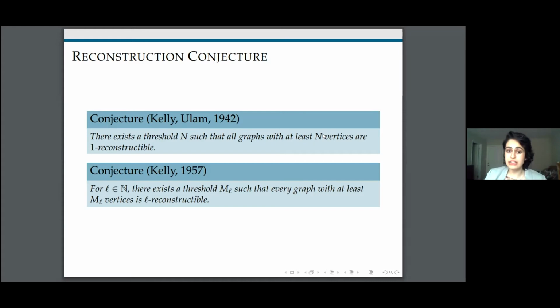Even though it's been a very long time since that conjecture, it hasn't been proven or disproven yet. Kelly introduced a more general version of this conjecture in 1957, saying that this is probably true for any L. So no matter how many vertices we're deleting, if the number of vertices of the original graph is large enough, which will depend on L, then we can reconstruct the original graph.